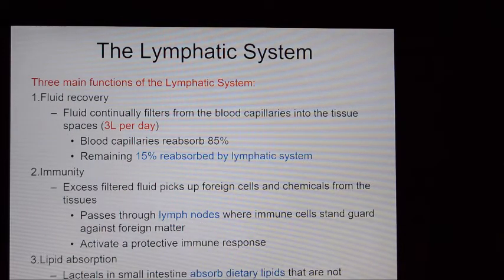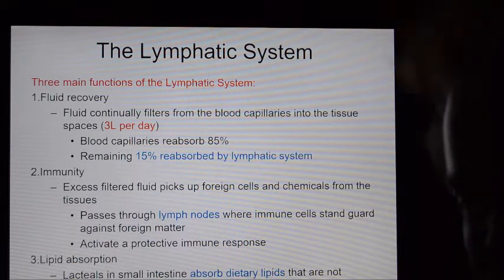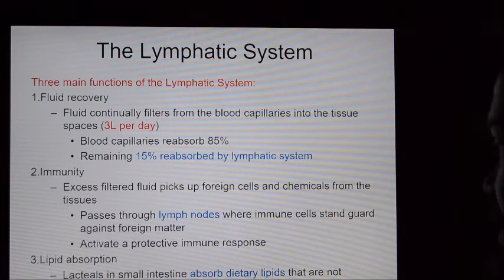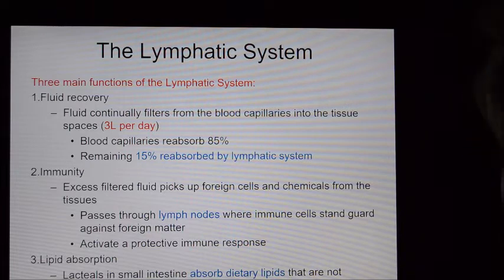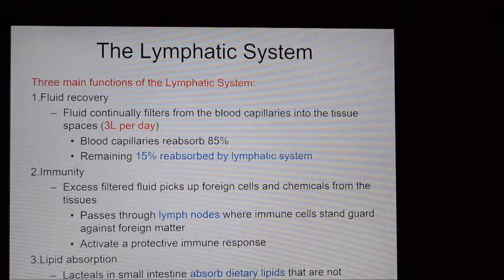And then last but not least is lipid absorption. Inside of your small intestines, at the later end of your small intestines, you have these structures called lacteals. What these lacteals do is they pick up fat from your diet. So if you eat a hamburger, the fat from that hamburger gets absorbed into the body by the lymphatic system. Fat being a lipid, it's hard for the body to absorb. So we have these lacteals that are specialized. They are set up in a special way to be able to absorb fats from your intestine.